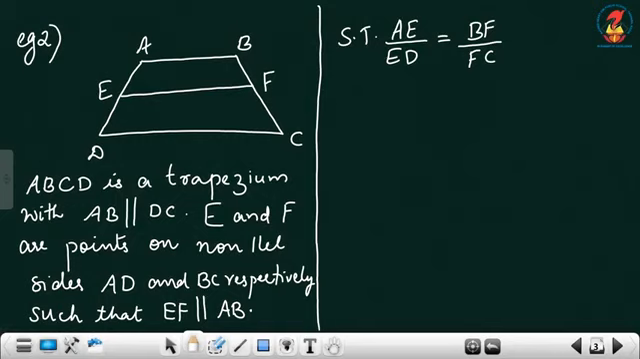ABCD is a trapezium with AB parallel to CD. E and F are points on non-parallel sides AD and BC respectively, such that EF is parallel to AB also. We have to show that AE by ED is equal to BF by FC.